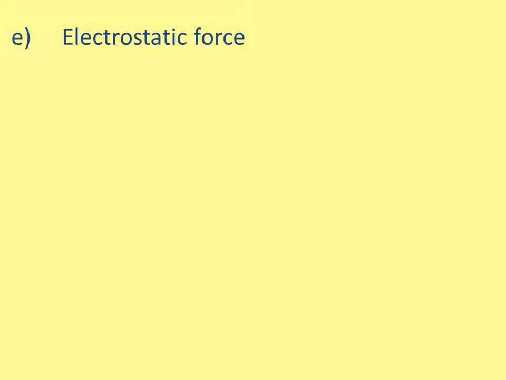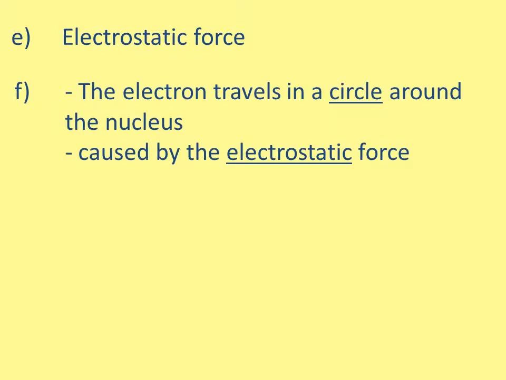Question F. If the proton and the electron are attracted, why doesn't it crash into the nucleus? That's because the electron travels in a circle around the outside of the nucleus, caused by the electrostatic force. Now, it's a bit similar to the moon going around the Earth. The moon is attracted through gravity to the Earth, but it doesn't crash into the Earth because it's going round in its circular motion.